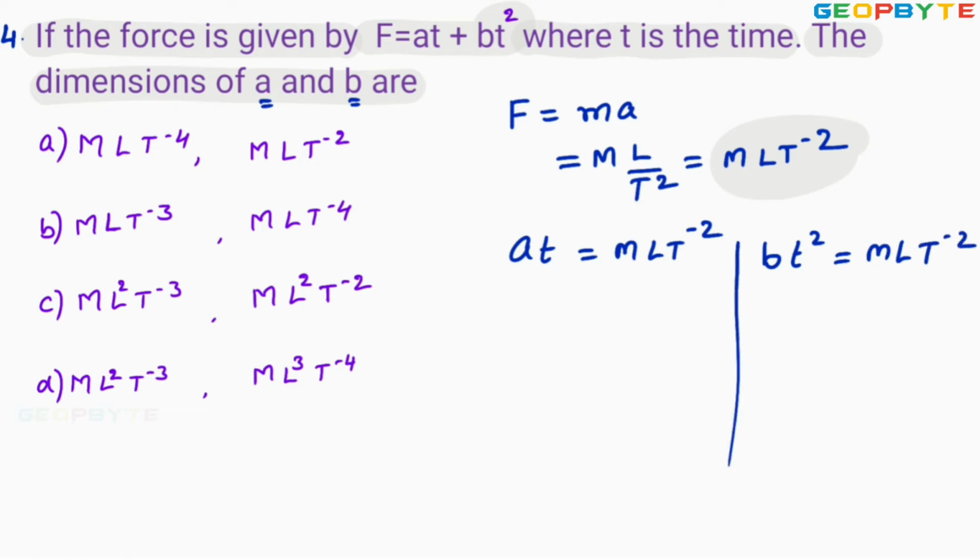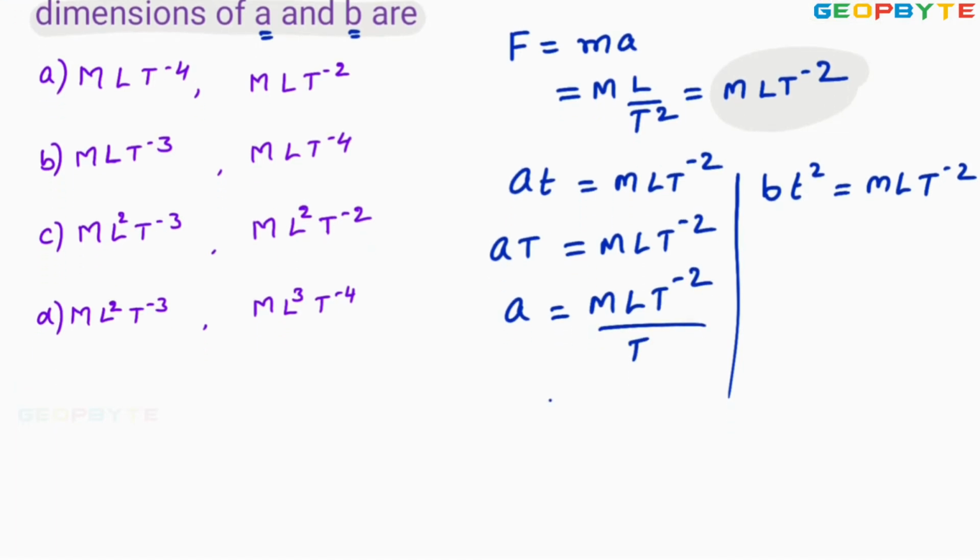Now let us simplify it. T is the time, dimension is T, equal to M L T power minus 2. Therefore, A equal to M L T power minus 2 divided by T. So, A dimensional formula is M L T power minus 3. That is the A dimensional formula.